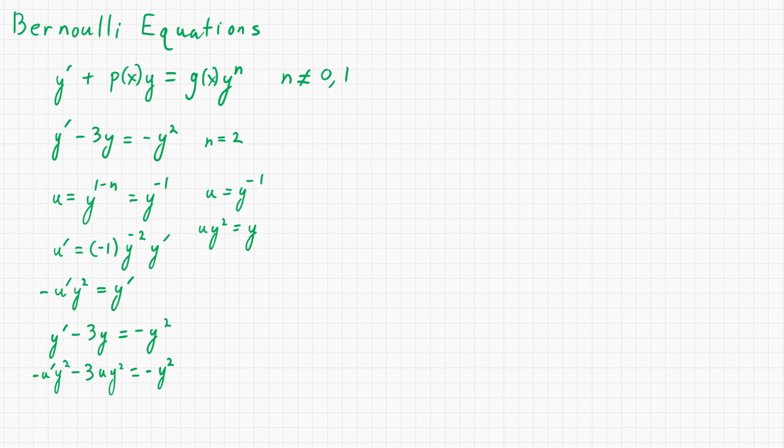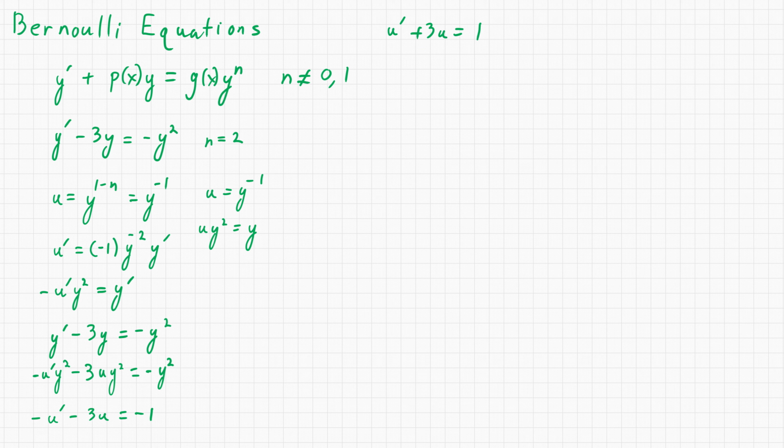Then the trick happens where we have y squared in every single term, so we can simplify that to -u prime minus 3u equals -1. Now this one doesn't look very terrible to solve. We can use an integrating factor, and why not? That doesn't look too bad. So let's first multiply through by the negative, so we have u prime plus 3u equals 1.